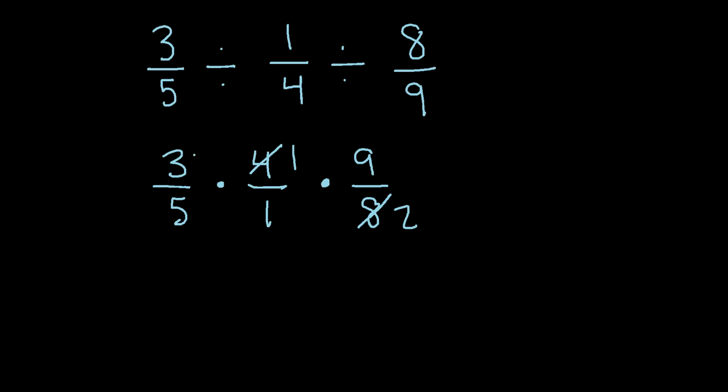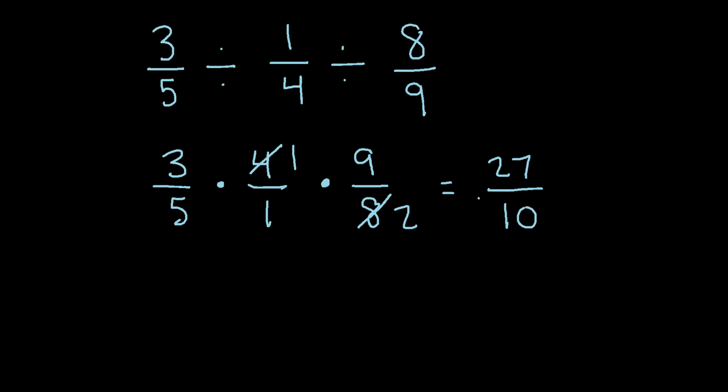So now that we've done that, we can just multiply all the values in the numerator. So we get 3 times 1 times 9. So 3 times 1 is 3. Times 9 is 27. So in the numerator we get 27 over, in the denominator we have 5 times 1, which is 5, times 2 is 10. So our final answer is 27 over 10.